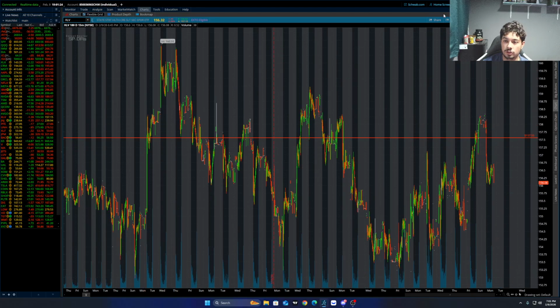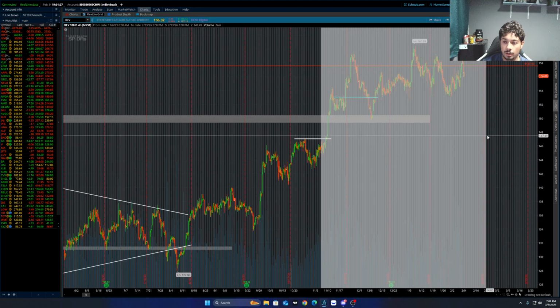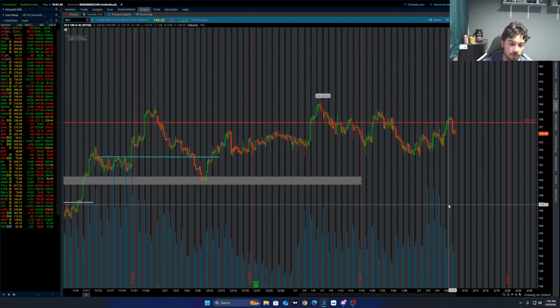So now let's take a look at the chart. Let's take a look at the 4-hour. So now, as we can see, we're in some type of accumulation phase.